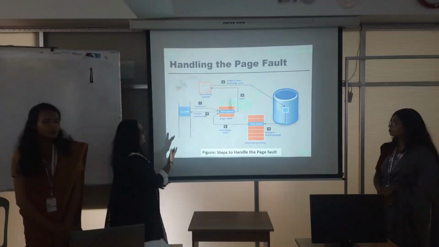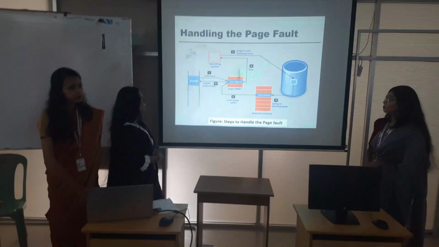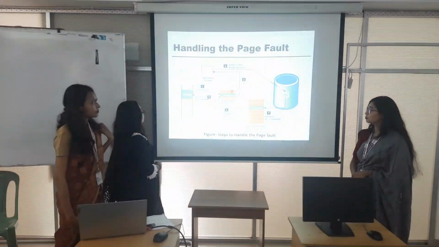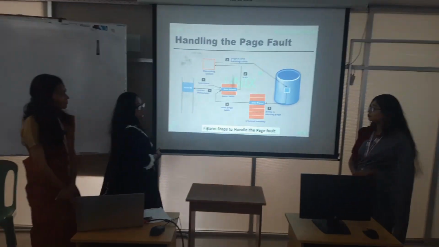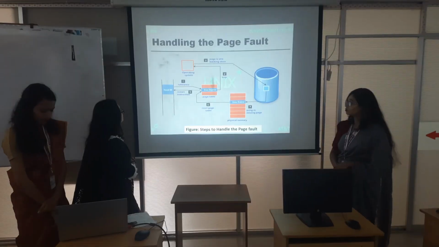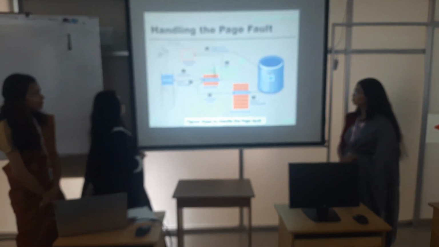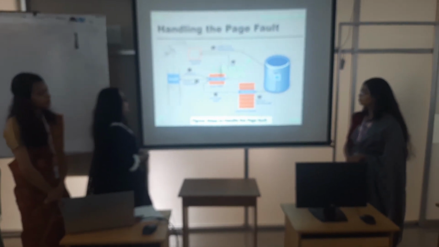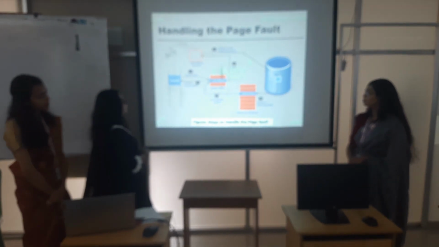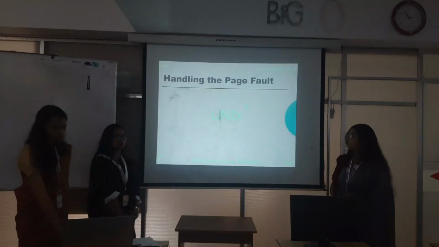Now we can see the whole diagram, and here we explain the steps to handle the page fault. Suppose there is a page M that the CPU wants to load. Firstly, the CPU refers to the page table, and we will find that page M is invalid.